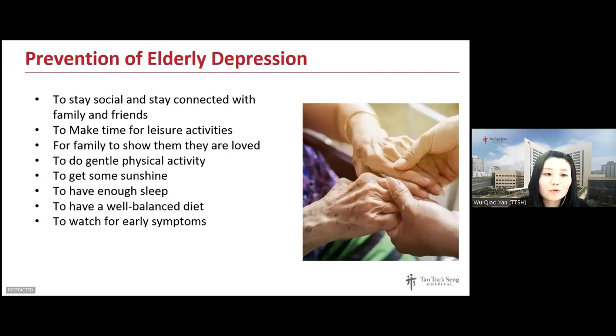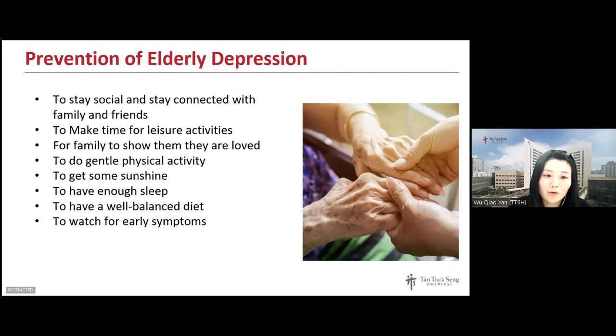Okay, now we move to prevention of elderly depression. The first one is to stay social and stay connected with family and friends. Then make time for leisure activities. Family should show them they are loved. Then do gentle physical activity, for example walking, yoga, tai chi, to prevent isolation and also to prevent functional decline. Also need to get some sunshine. Cannot always stay at home. Need to go out, meet friends, and make new friends.